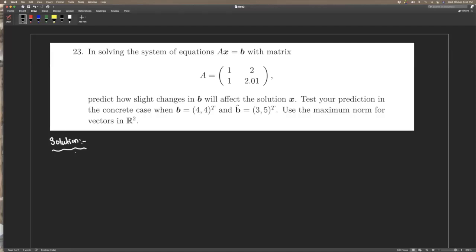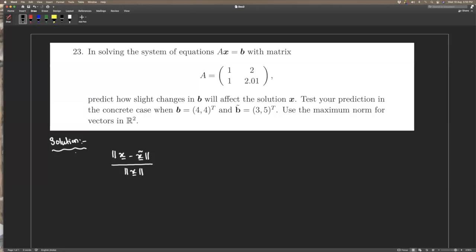Okay, let us see what we have to do exactly in this problem. Of course, we have to use the estimate that we have established in our class, that is norm of x minus x tilde divided by norm of x. That's in a sense the relative error in the solution vector.